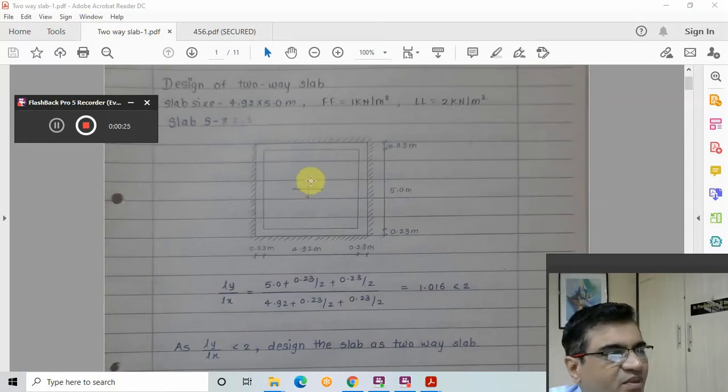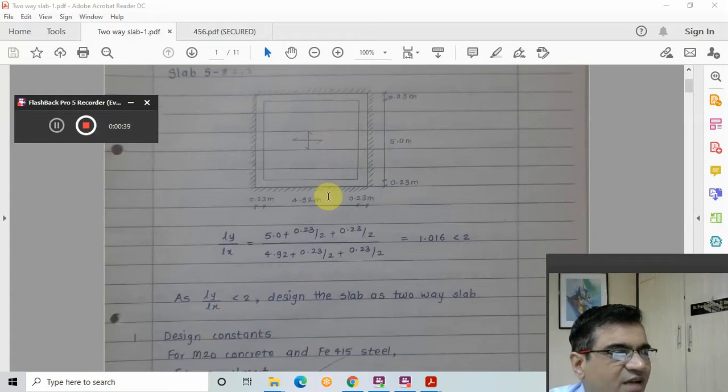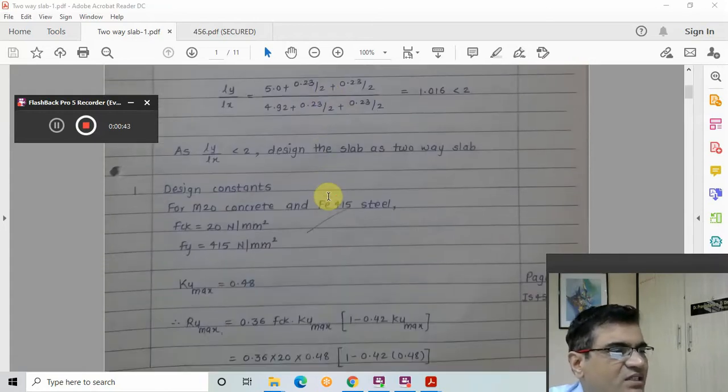See, the notation is shown here, that is for two-way slab. Now the ratio, that is aspect ratio Ly by Lx, is 1.016, which is less than 2, and hence this slab is to be designed as two-way slab. The first step in which we'll consider the design constants.